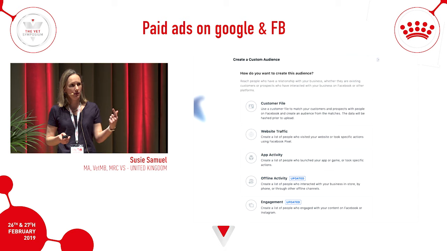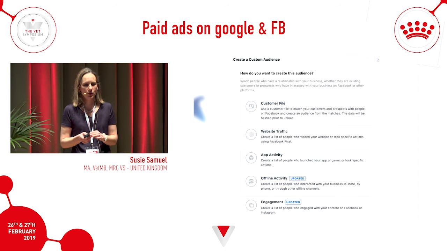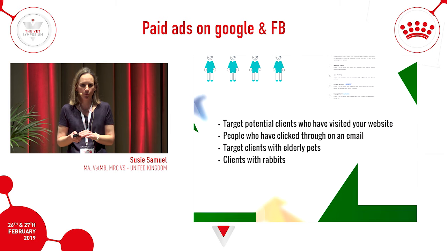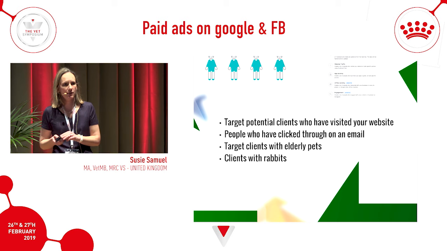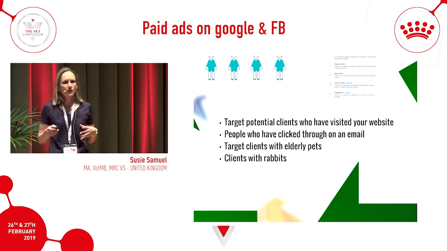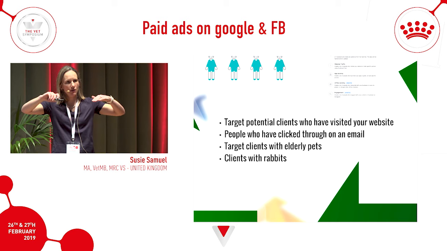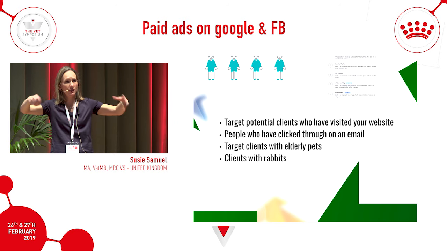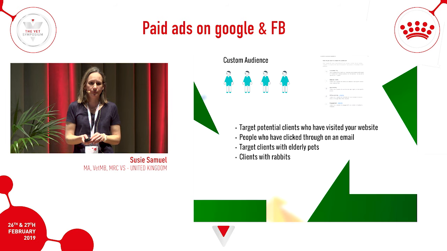To make the visitors to your website work, you have to put a little code onto your website to identify the people. You could target clients with elderly pets as well. You can download the email addresses from your practice management system, filter them so that you've only got those with senior pets, and then if you've got a senior pet promotion, instead of wasting money showing it to all of your clients, you can just show it to those that have got senior pets.